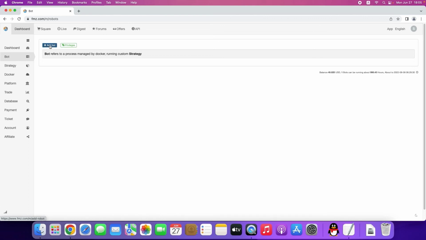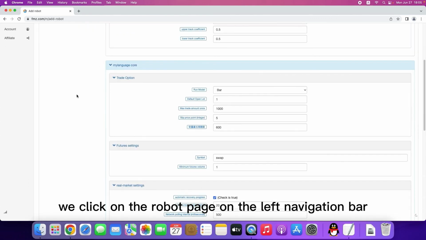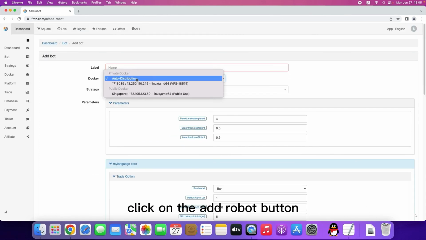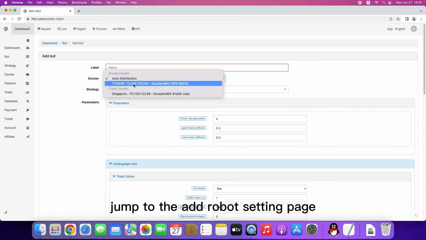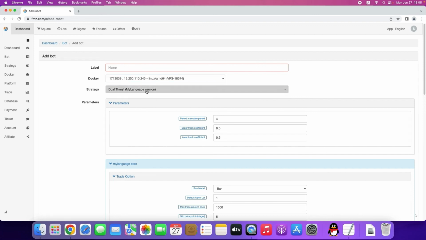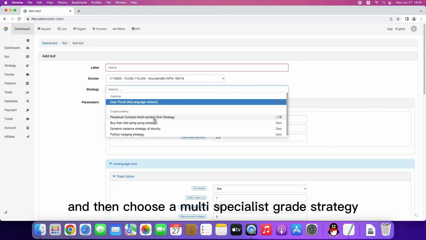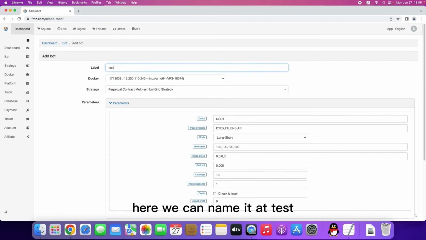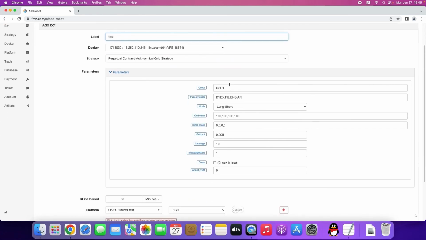real bot. We click on the real bot page. On the left navigation bar, click on the Add Robot button. Jump to the Add Real Bot setting page. Select the Docker we just deployed with one click. And then choose a multi-species grid strategy. Here we can name it test.